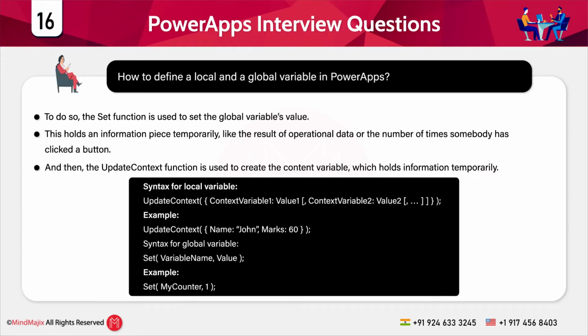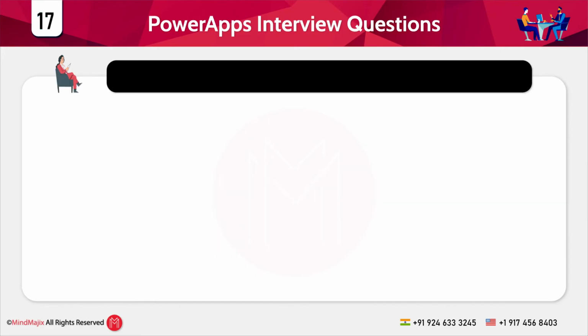Okay, and here you have to define the counter value. So here I've mentioned the value as 1. You can also set it to 0 and then it will keep on increasing. Okay, so this is the syntax for local variable and global variable. So let's move to the next question.